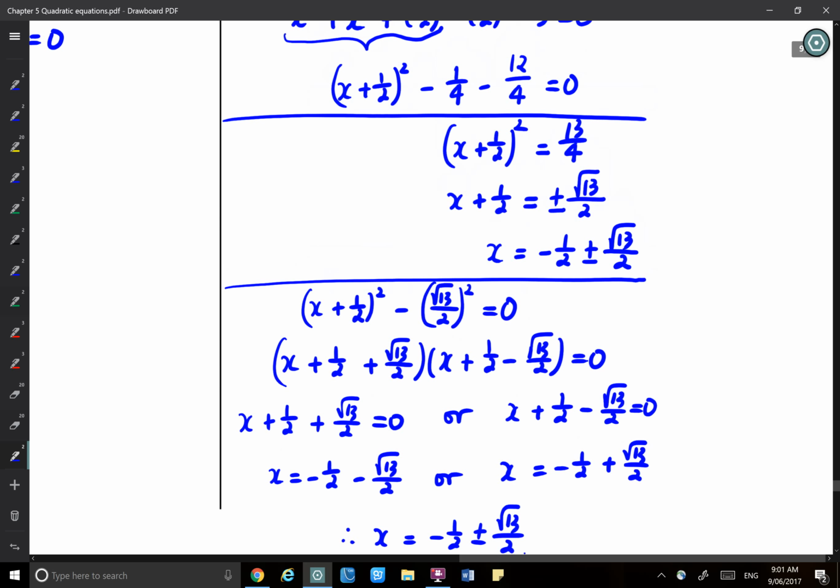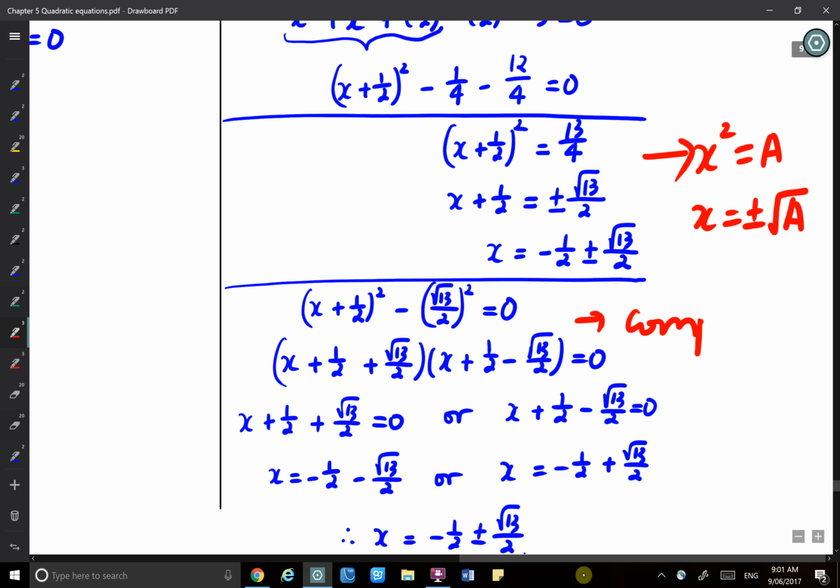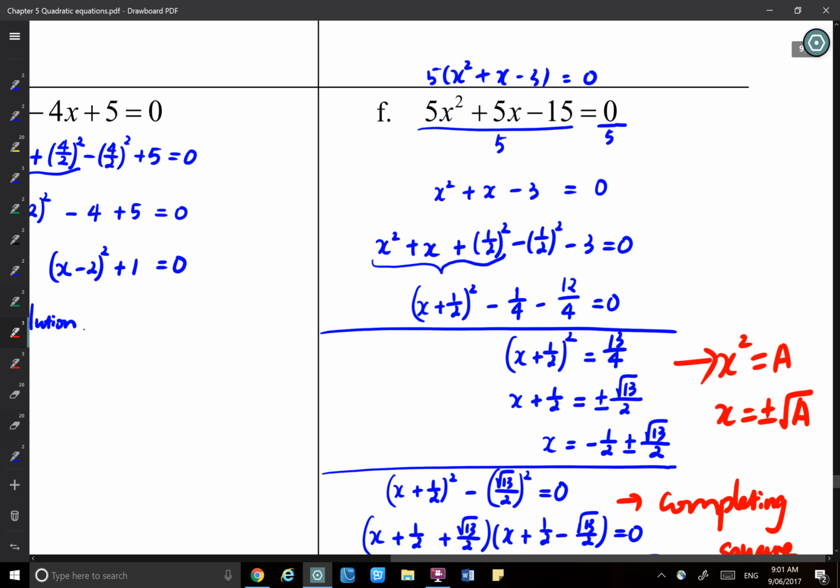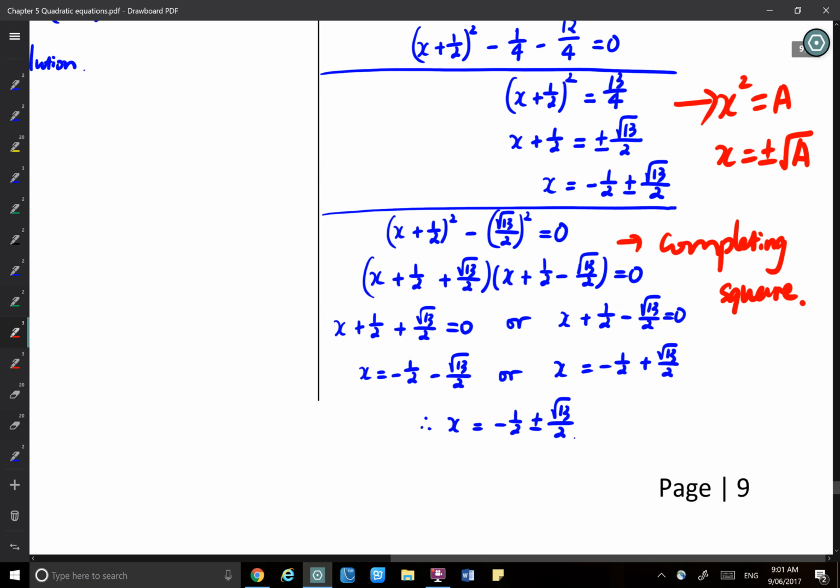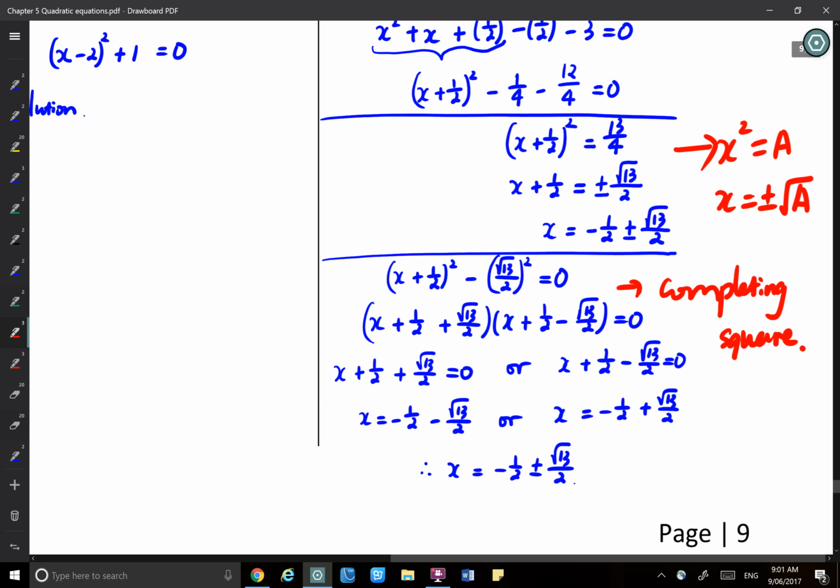That one is directly used. The x squared equals capital A, x will be plus minus root A. And this one will just be by completing square. This one by completing square. Okay, any questions for those 6 questions?